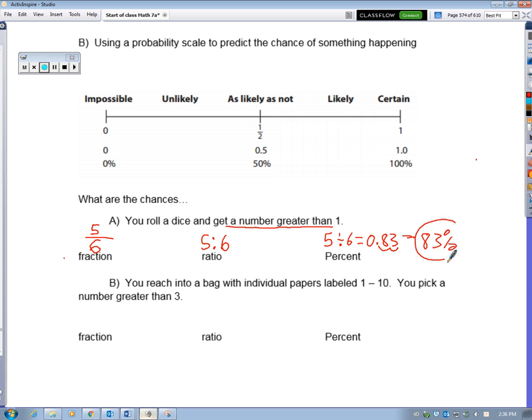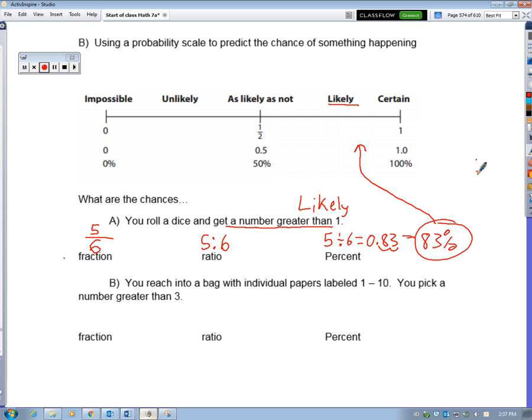83%. Okay, so the percent works the best for using this scale, and if we look at 83%, that is going to go right about in here somewhere. So we would say that it is likely that you would roll a number greater than 1. Okay, that's how we would answer this question. Alright, we would say that it is likely on the scale.